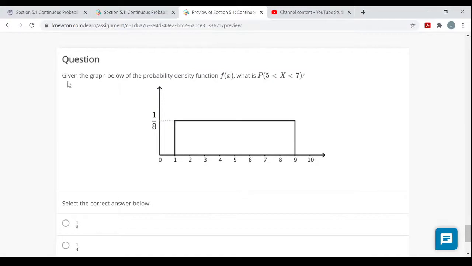So it says, now this is one of those uniform distributions, right? The curve is a horizontal line. It says, given the graph below of the probability density function f of x, what is the probability that the random variable x takes on a value between 5 and 7? All right, so I'm going to draw this and get back to you on a piece of paper.